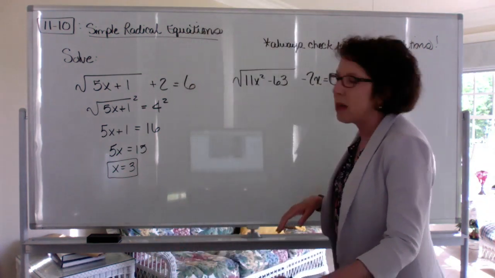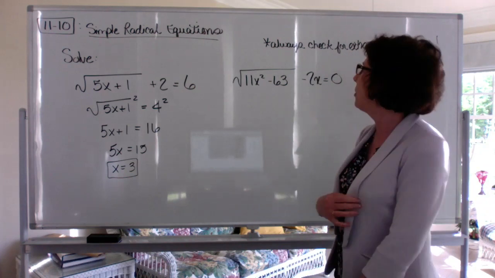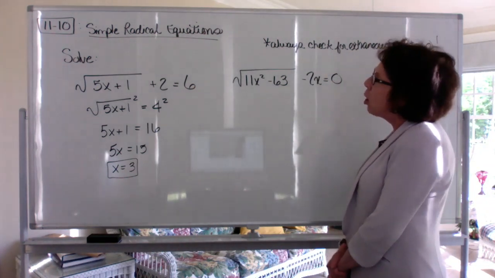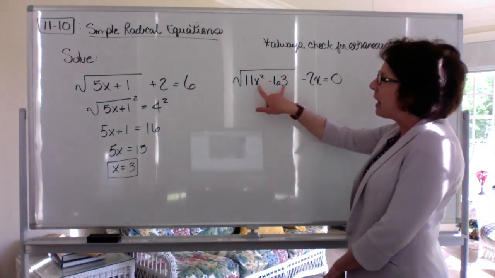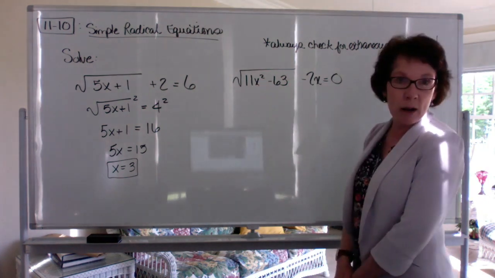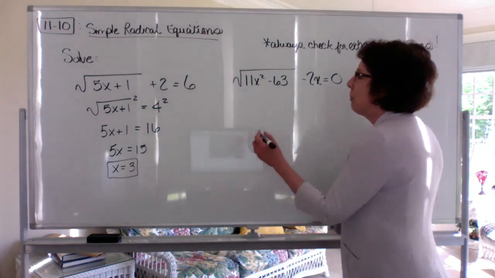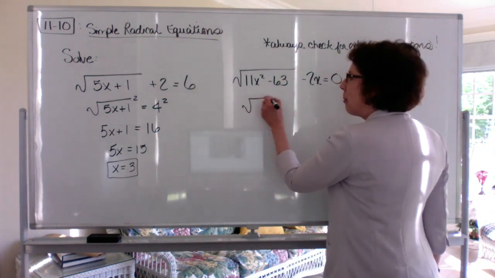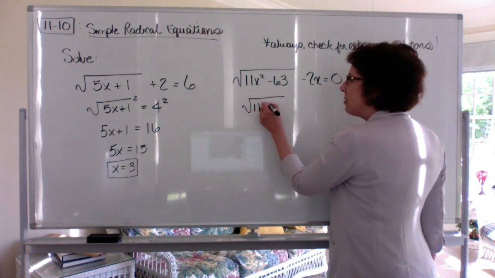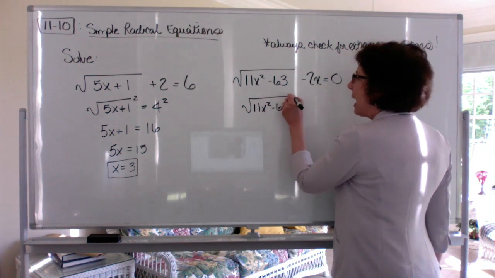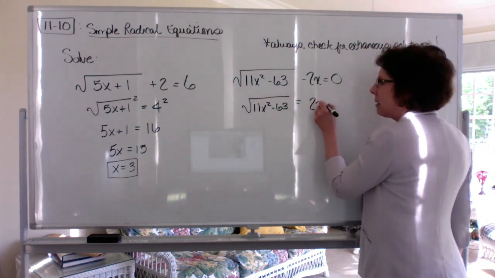Now, let's try this one. This one is a little bit more complicated. On this one, we have a radicand that has an x squared term, but we're going to do the same thing we did before. We're going to isolate the radical term. So I'm going to leave the radical here on the left side, and I'm going to set it equal to 2x.